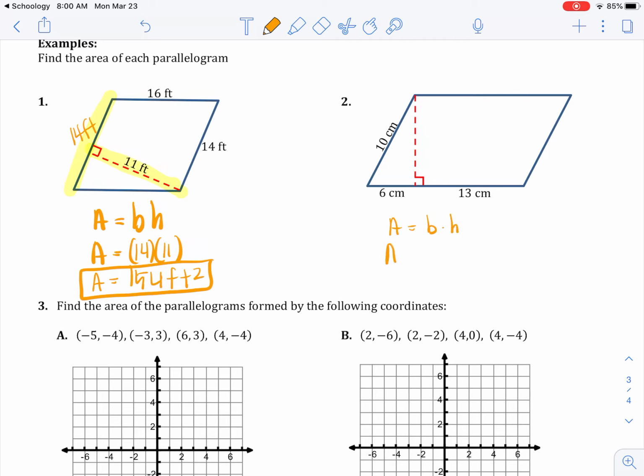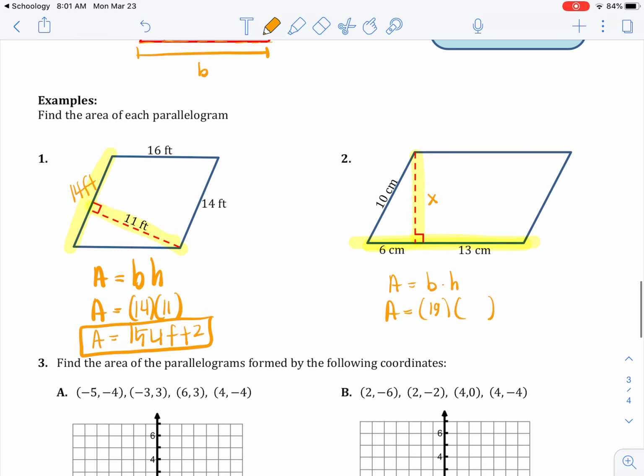Next one right here, area equals base times height. I need my base, I need my height. All right, base is this whole entire piece right here, so my base is 19. And then this is my height, which is unknown right now. How can I find my height?